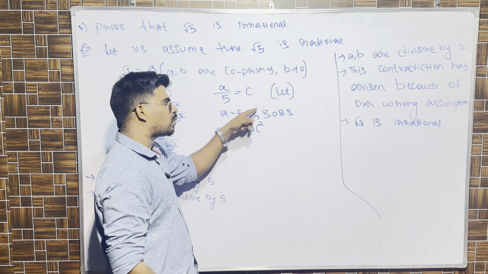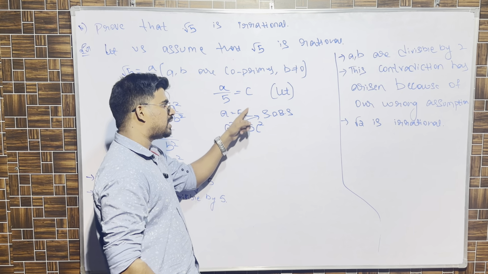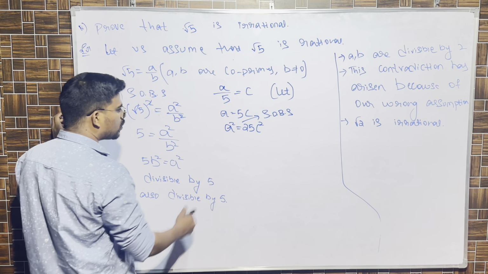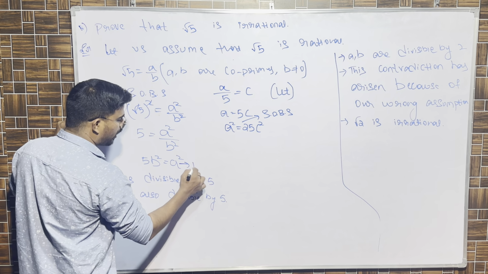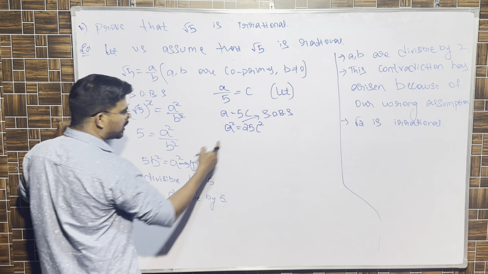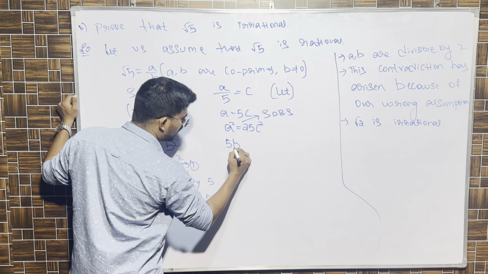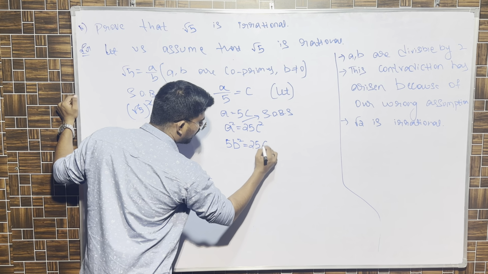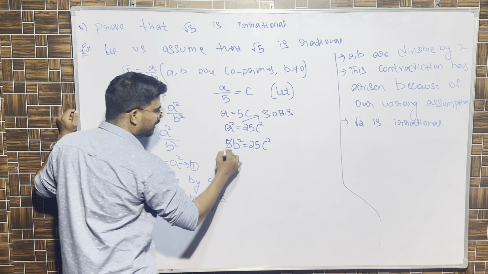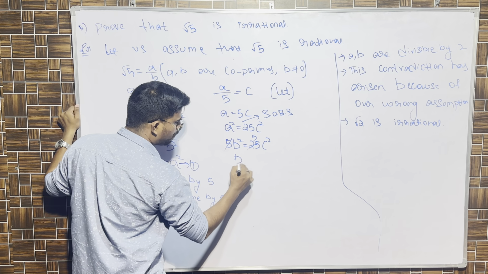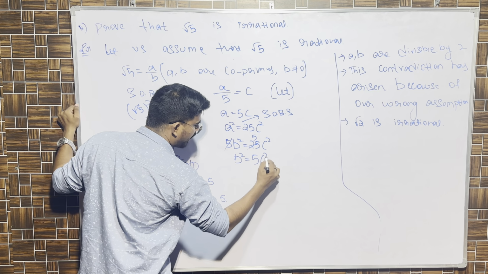Square will go to 5, square will go to c as well. 5 square 25, c square is c square. Like this. So now instead of this a square, from equation 1 I am substituting 5b square. Instead of a square I am substituting 5b square here. So 5b square is equal to 25c square. 5 ones, 5 5s. So b square is equal to 5c square.